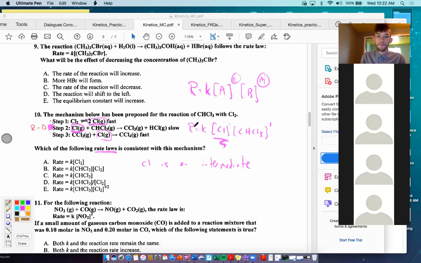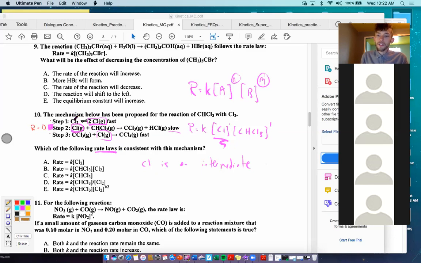So I am not allowed to have an intermediate in my rate law. So the fact that my rate determining step, my slow step, has an intermediate in it, I cannot use that. What I have to do is think through, where did that intermediate come from? And what I can see is that it came from step 1, didn't it? It came from Cl2 reacting.